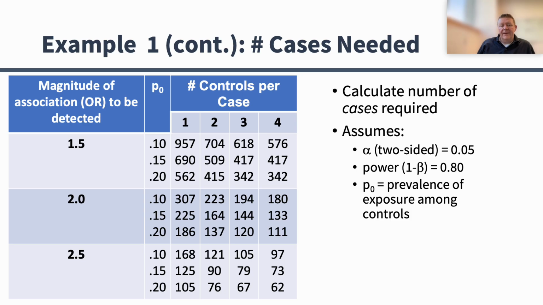And so in our table here, we have the minimum odds ratio that we might expect to detect in different scenarios. We have a prevalence that we might expect, and if we don't know it exactly, we can put in different values. And then the number of controls per case that we need, depending on how many cases we get. So if we wanted only one control per case, then we need 957 cases to detect an odds ratio of 1.5, with a prevalence of 10% of the exposure in the control population.